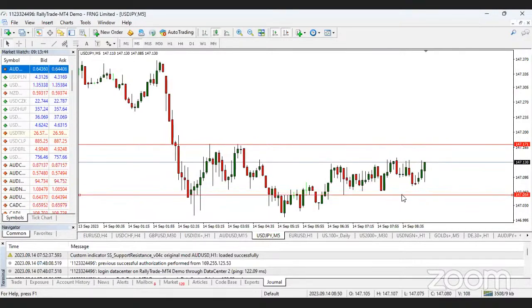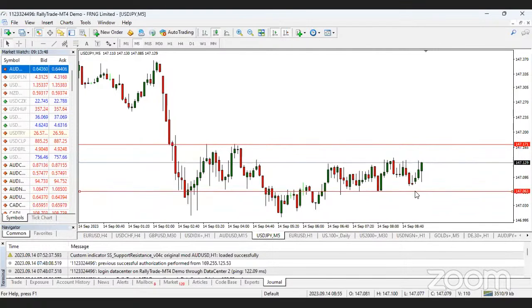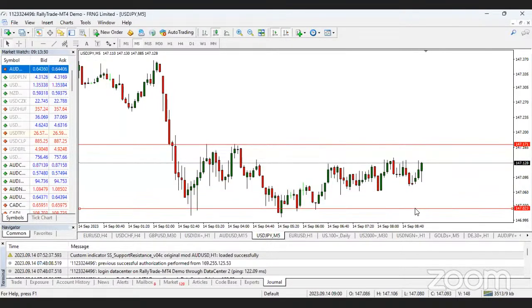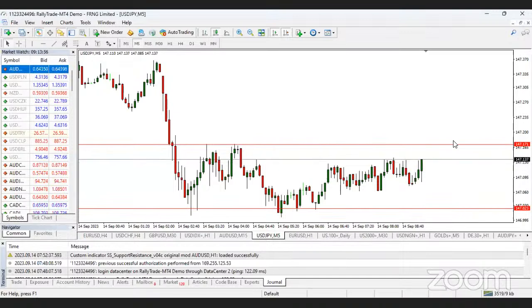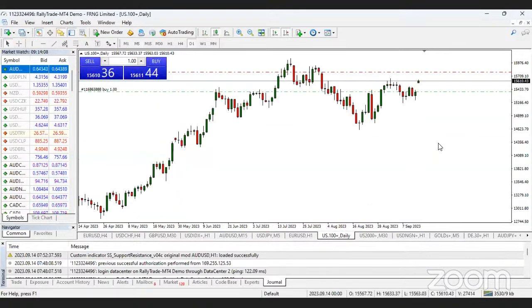If it breaks this support and resistance zone, although it's not a clear one because it's pretty rough, then we go in for a sell and take our profits just around here, since it has proven to maintain this particular support and resistance zone for a while now. So let's pick one of all these indices. Let's go with US 100.